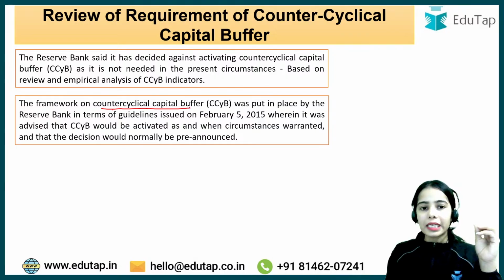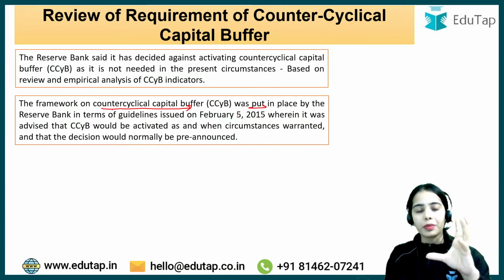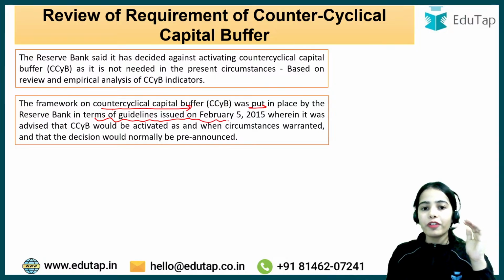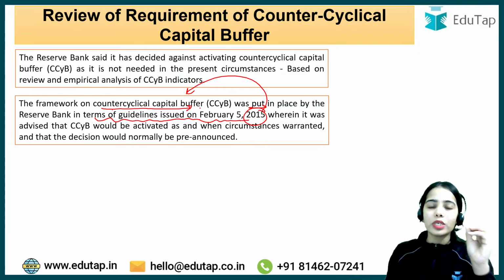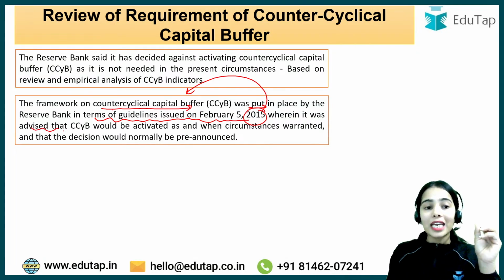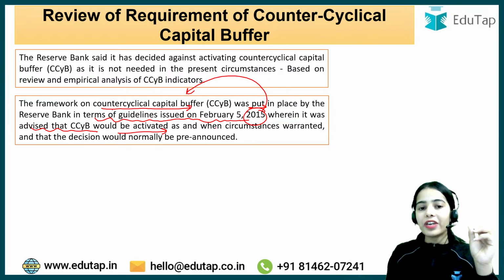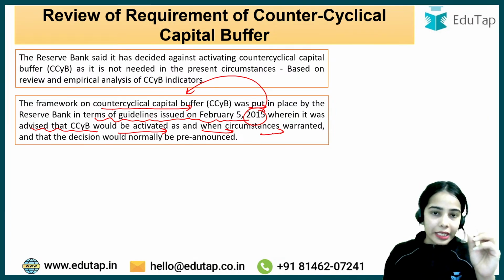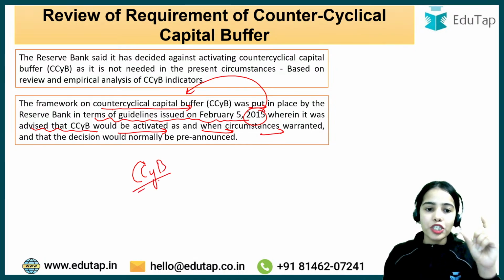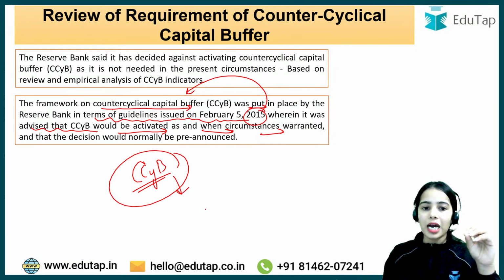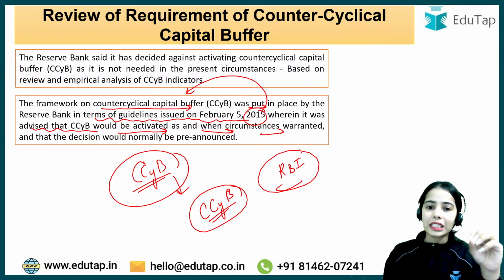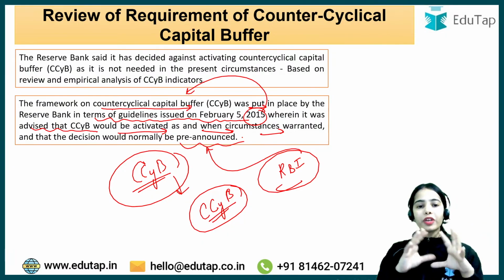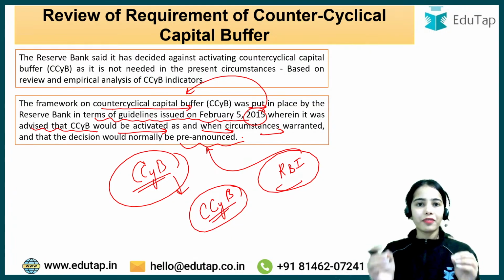So the framework on the counter-cyclical capital buffer was put in place by the RBI in terms of guidelines issued on February 5, 2015. So in 2015, the RBI put in place a framework on the counter-cyclical capital buffer, wherein it was advised that CCyB would be activated as and when circumstances warranted. That means CCyB is a special kind of buffer. These are the counter-cyclical capital buffers that the banks have to maintain on the order of the Reserve Bank of India, and this order will be pre-announced. So that is the framework on the counter-cyclical capital buffer that we have to understand.